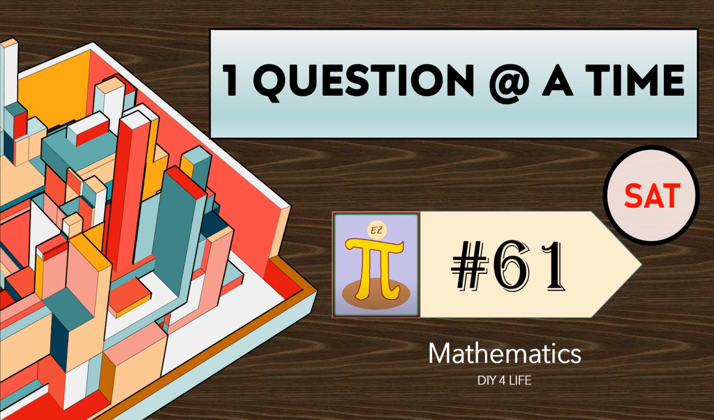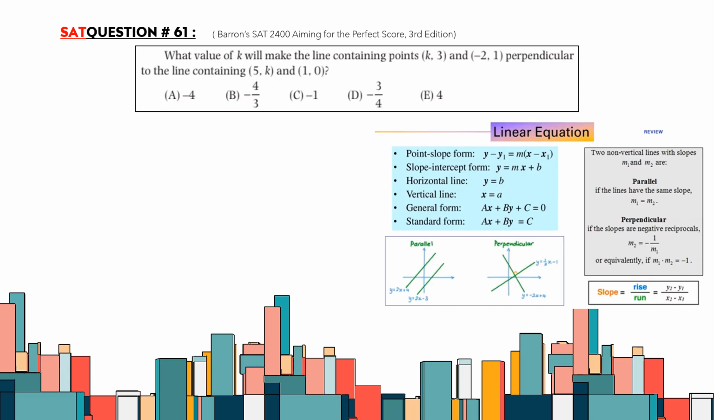Question number 61. What value of k will make the line containing points (k, 3) and (-2, 1) perpendicular to the line containing (5, k) and (1, 0)? So we will have to know the equations of the line, how to find the slope, and what perpendicular means.